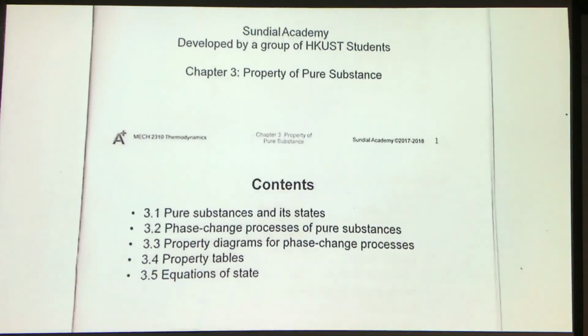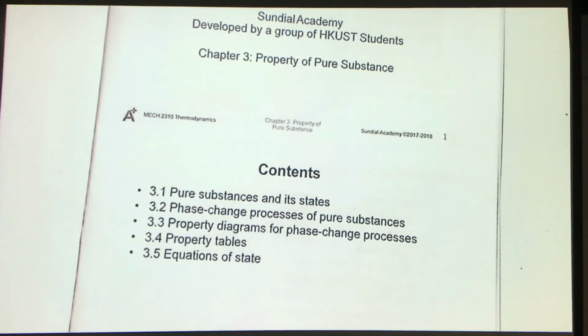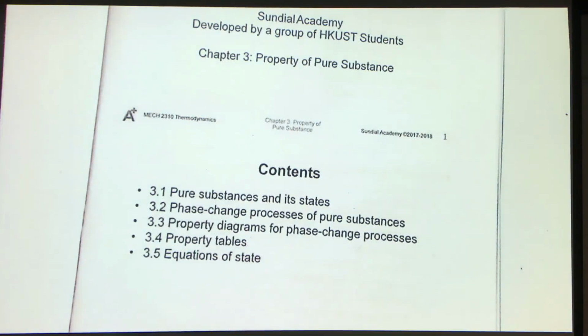First of all, we will talk about pure substances and also about the states. We will introduce a little bit about pure substances. And we will also talk about some characteristics of the phase change process in section 3.2. Section 3.3 is also an important section because those property diagrams here are very important when we need to solve the problem involving phase change processes. Without this property diagram, you would get no idea of how to solve the later problems.